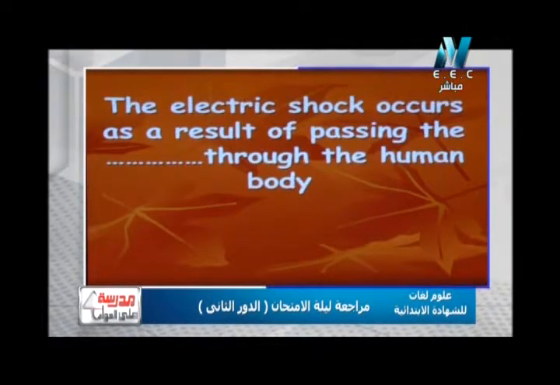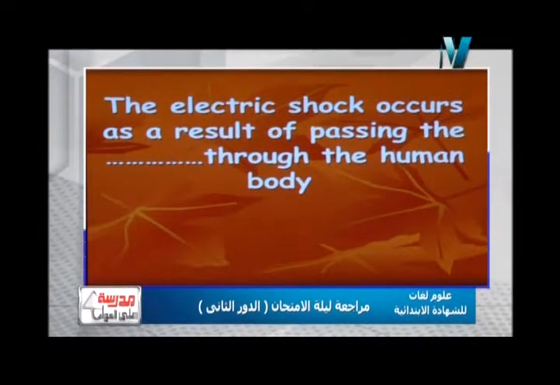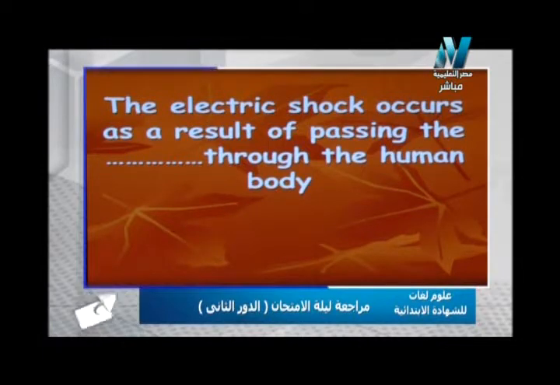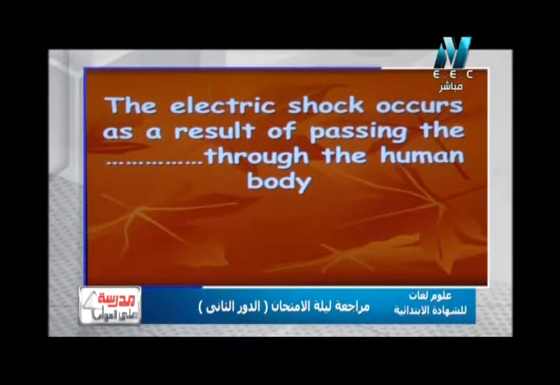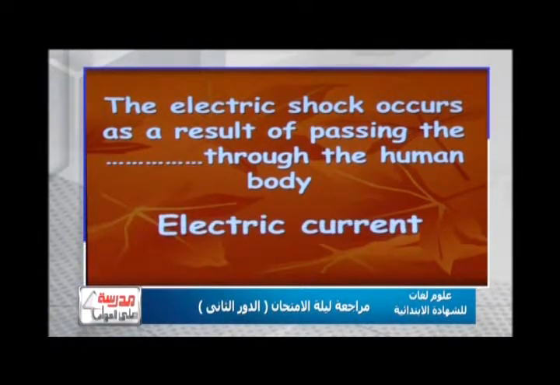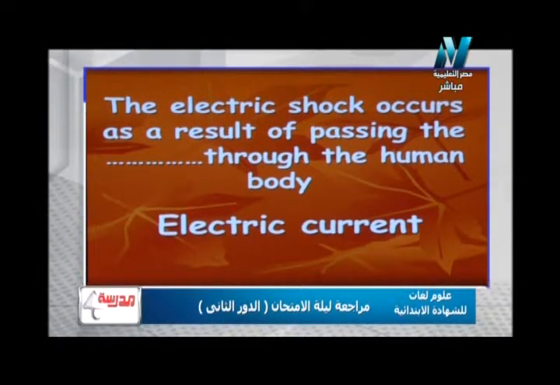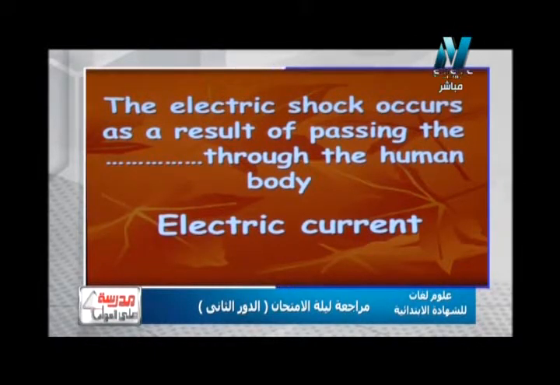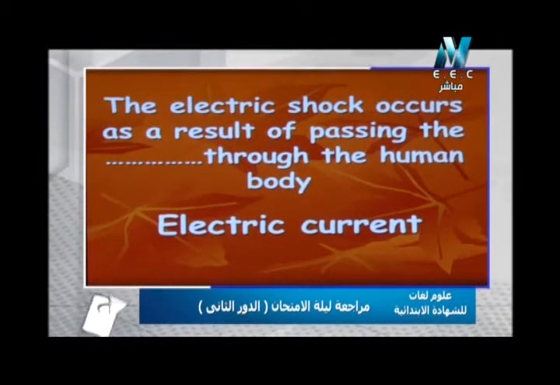Another example, the electric shock occurs as a result of passing the point through the human body. The electric shock أو الصدمة الكهربائية occurs as a result of passing what? Passing electric current التيار الكهربي. Again, the electric shock occurs as a result of passing the electric current through the human body.